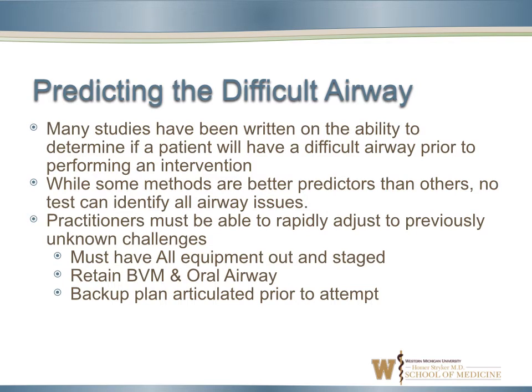Another thing we need to do is make sure we retain the bag valve mask and oral airway. That someone's assigned specifically to handle those. In case the advanced airway attempt for whatever reason needs to be abandoned, we can change back to the BVM and oral airway rapidly with a minimal amount of time without ventilations. And that backup plan needs to be articulated to our team prior to the attempt. So if we have to abandon the attempt, everyone understands what their role is to get back to ventilations as quickly as possible.